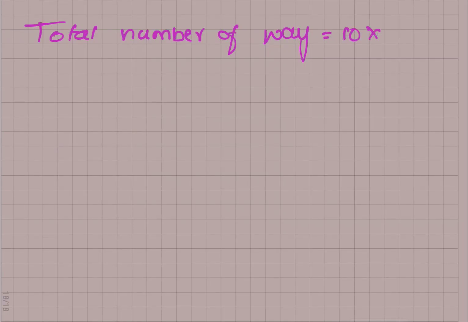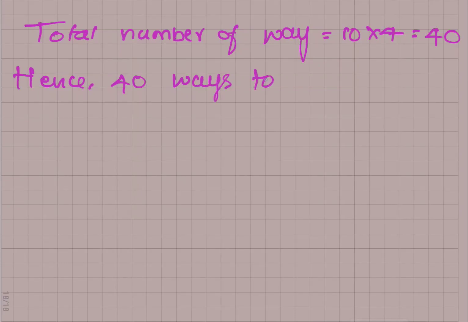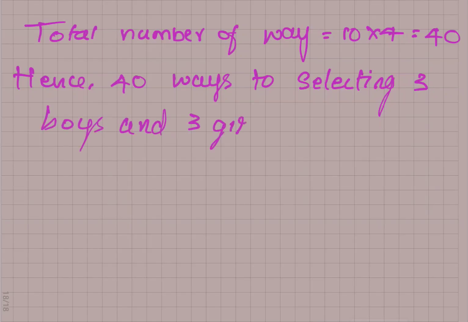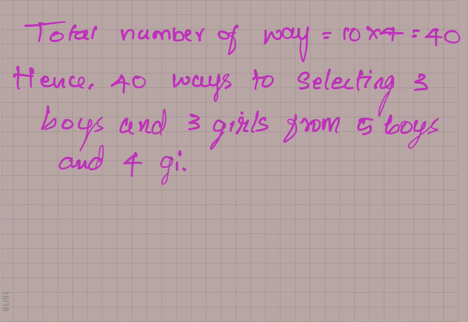So now the total number of ways is 10 into 4, which is 40. Hence, there are 40 ways of selecting 3 boys and 3 girls from 5 boys and 4 girls. These statements are very important.